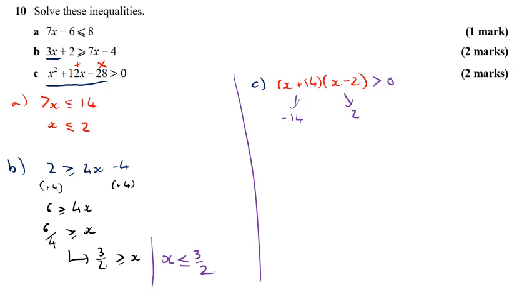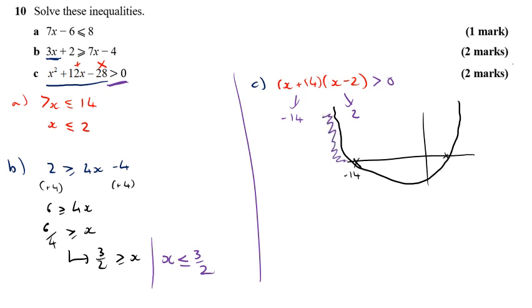Now at this point you need to sketch the graph for a quadratic inequality. So I'm just going to sketch out super roughly a quadratic graph with a root at minus 14 and a root at 2, something like that, and it's a positive quadratic, so it's going to look something like that, just a bit better. Now we are looking for where our graph is above 0, okay, because it's more than 0. So our graph is above 0 here, and it's above 0 here.